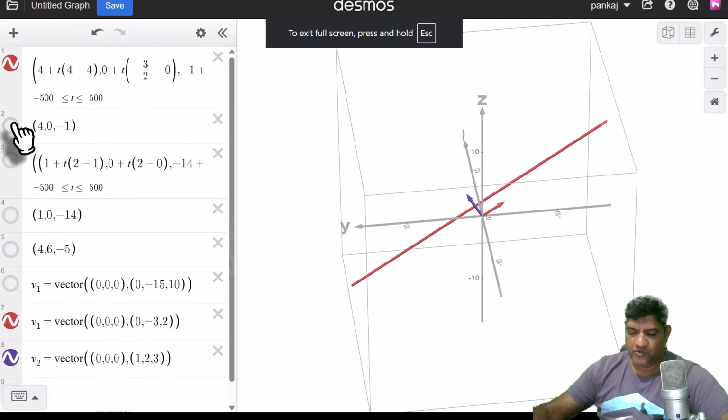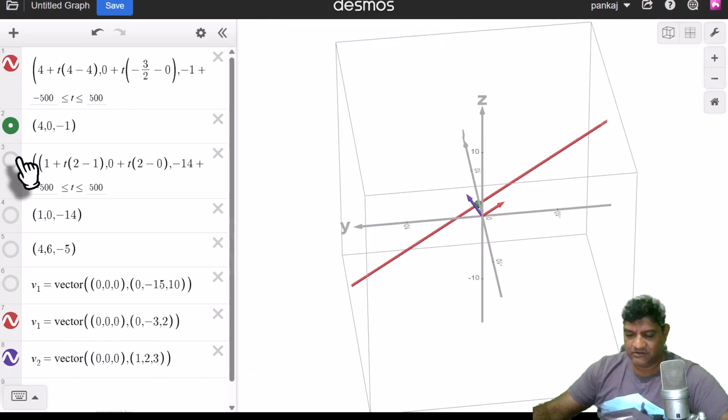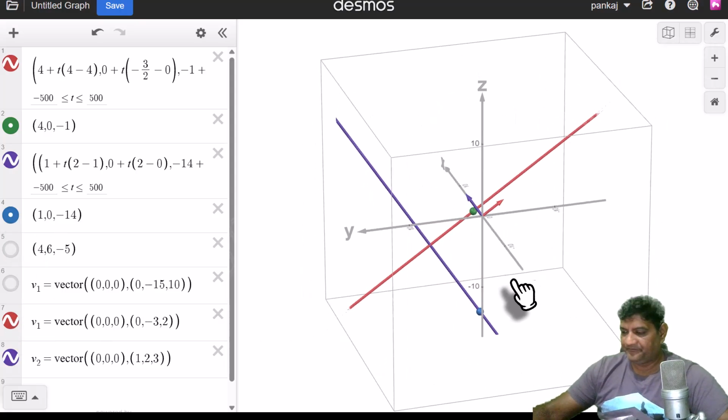I'm going to quickly show you all the components involved in this question. So those are the points that it's passing through and the different vectors.